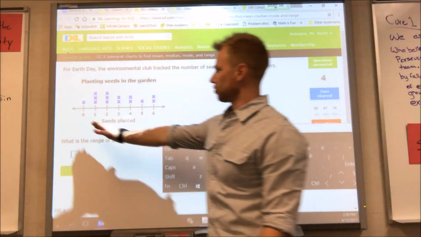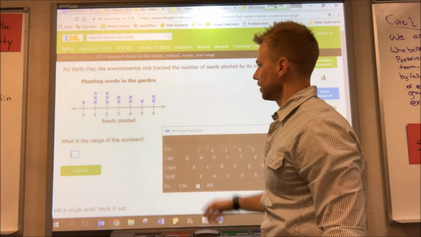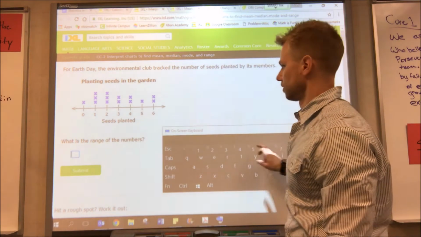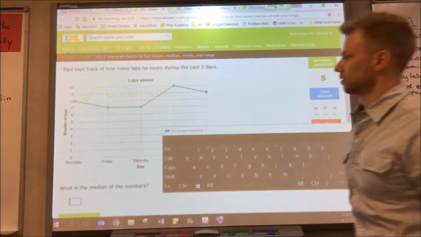Okay, what is the range? Our smallest is 0, our biggest is 6. 6 minus 0 is 6, so our range would be 6.